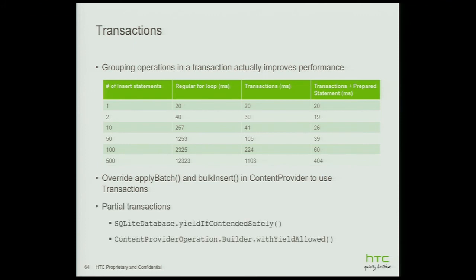Note that if you group too many operations in a transaction, it might actually block the database for a long period of time. Depending on what your application requirements are, that may not be ideal. So the number of operations in a transaction should be derived empirically. You might also want to do partial transactions by adding a yield statement somewhere within a long transaction so that other processes can go in.